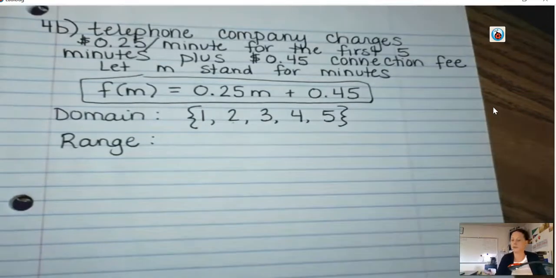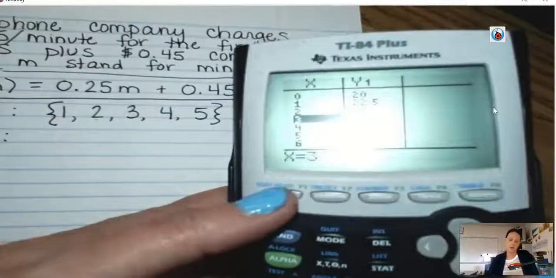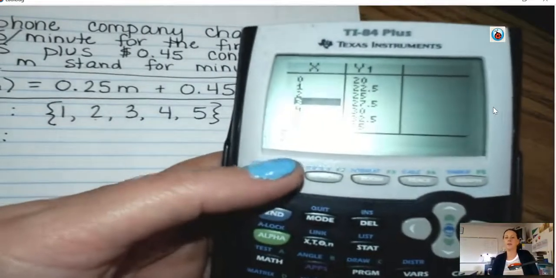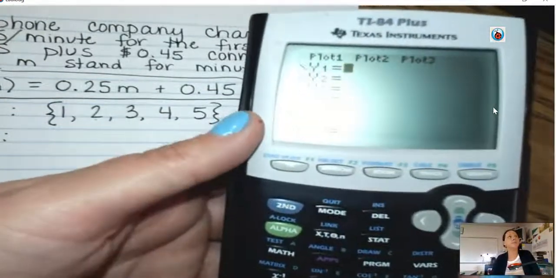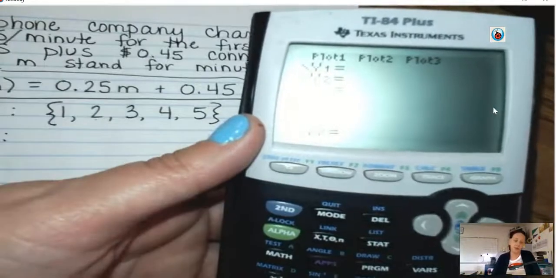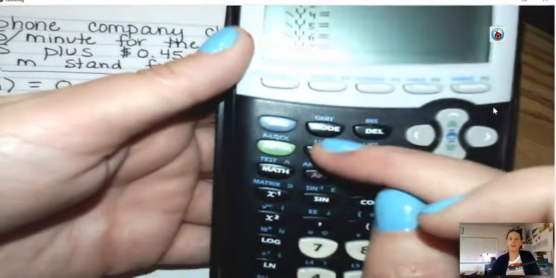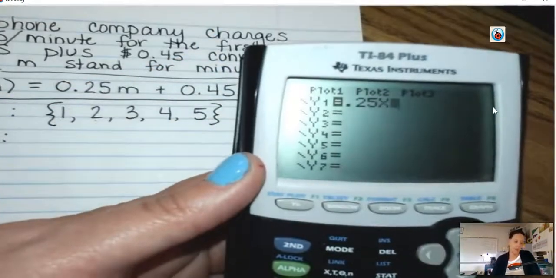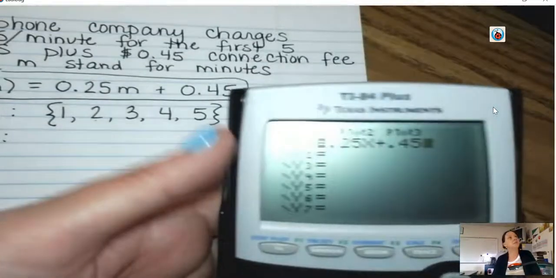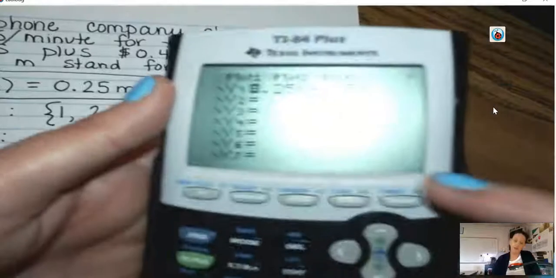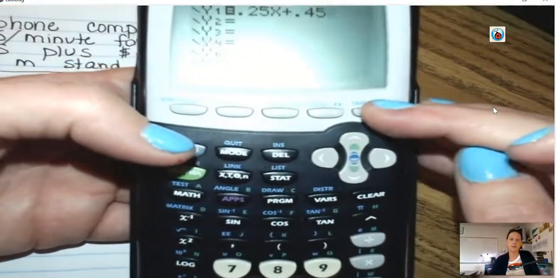Plug 3 minutes. Those of you with a graphing calculator, grab your calculator, go into y equals, it's right here, clear out whatever's in there, then type in the equation, 0.25, then the letter x is right next to the green key, plus 0.45. And then we're going to go into the table. To get table, you have to hit second and graph.